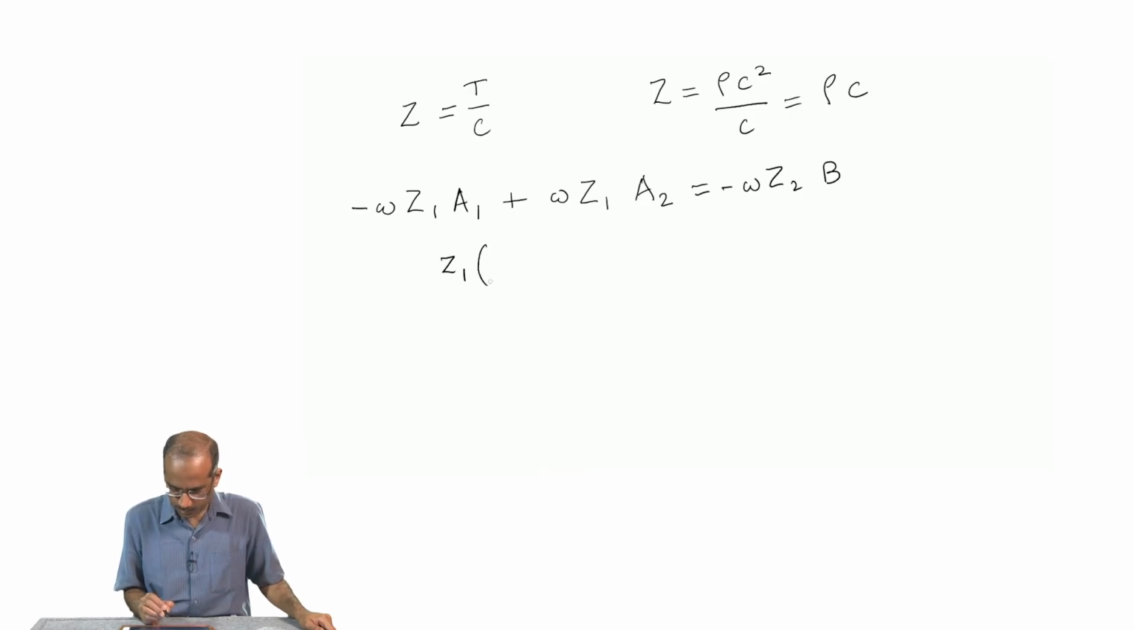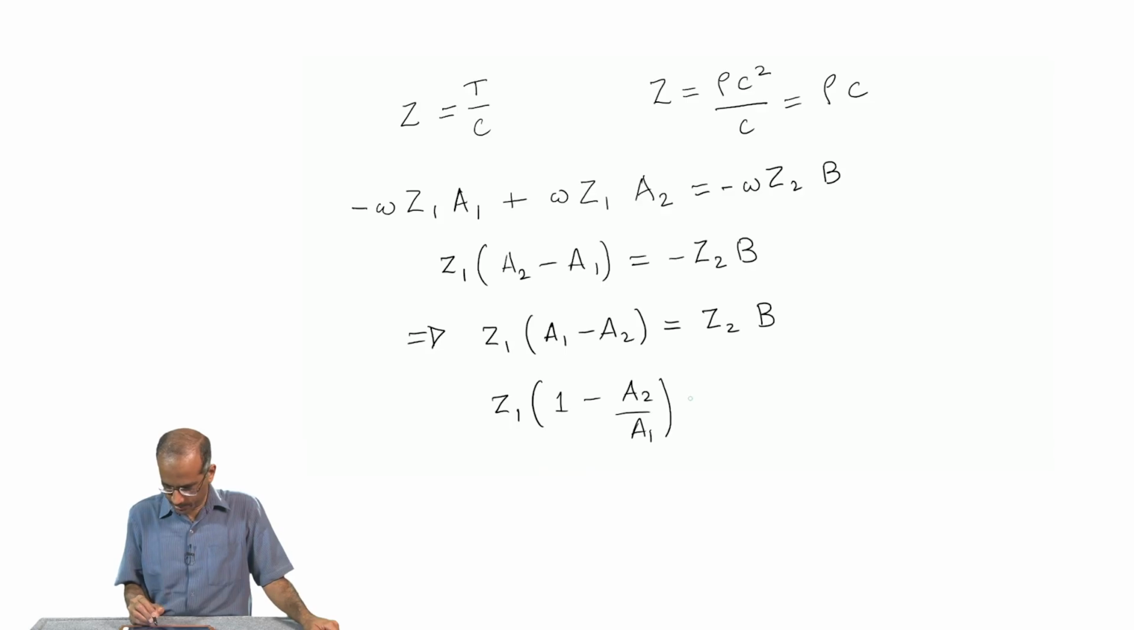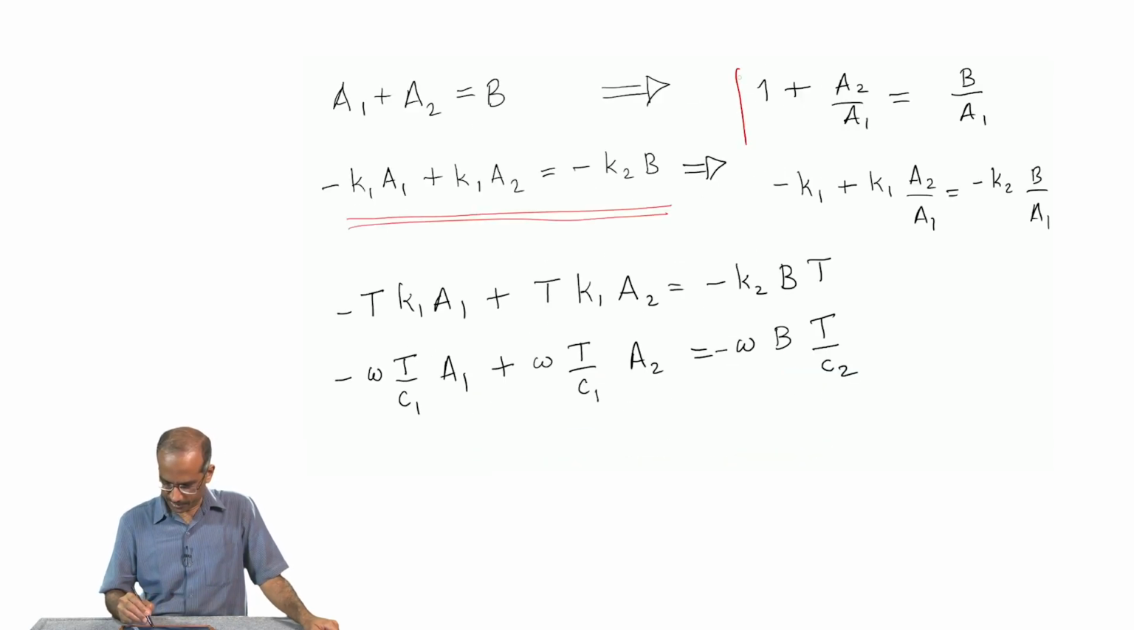I can take Z1 common. So, that would be A2 minus A1 is equal to minus Z2 into B. So, now again I divide throughout by A1, in which case this equation would become Z1 into 1 minus A2 by A1 equals minus Z2 into B by A1. Now, I have this equation, and from the other condition I have this equation.